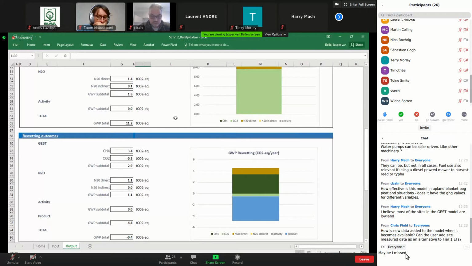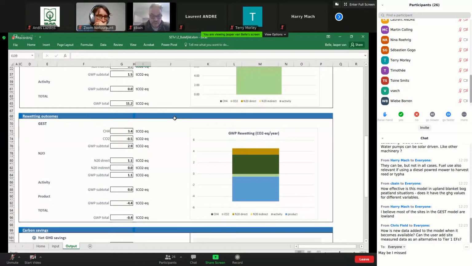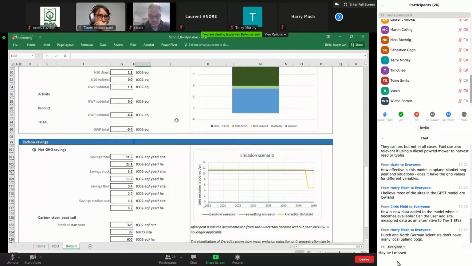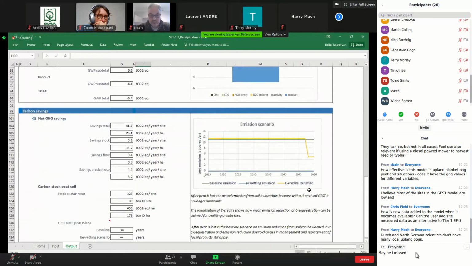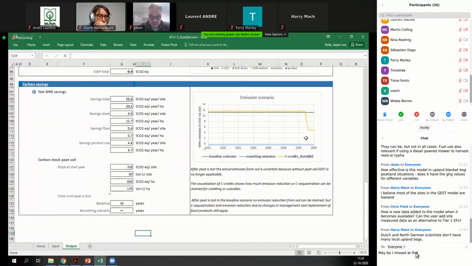So it turned from a net source to a net sink. Then all the way to the bottom, there are some summation screens giving you the total net greenhouse gas savings per site and per hectare and the stock. So this is basically what happens to the carbon in your soil. And some more of these product use again.